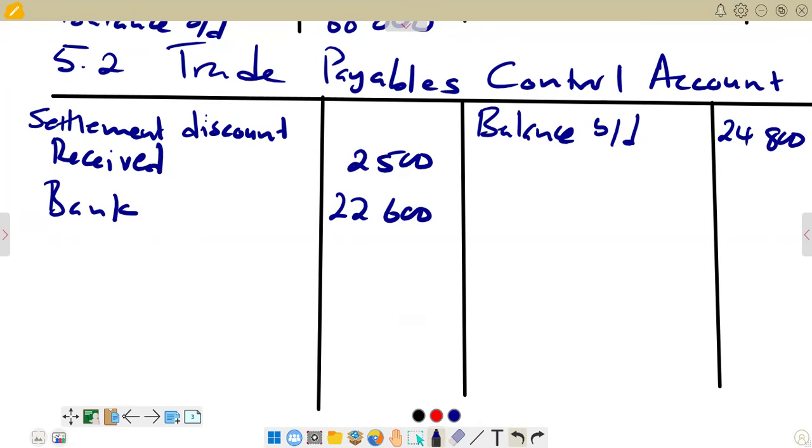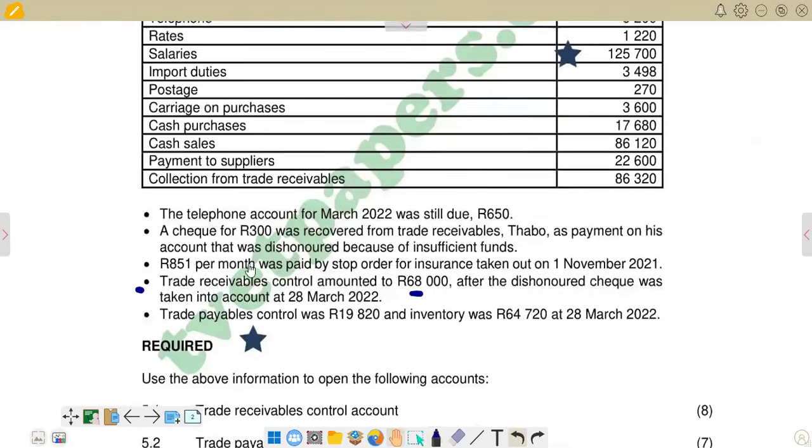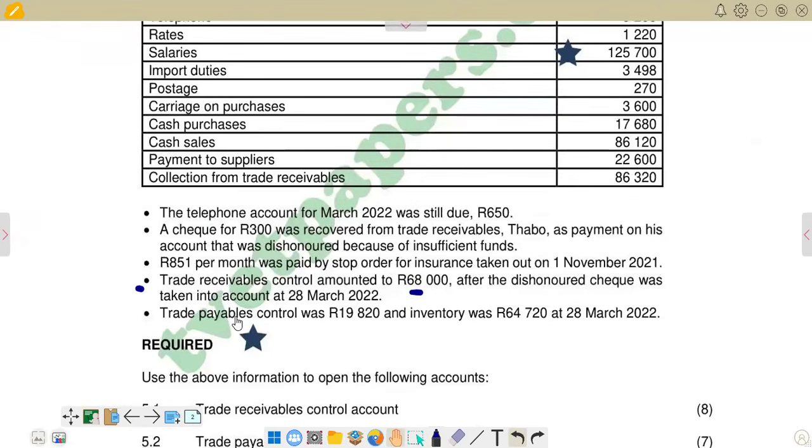We are going to check again if we've got any other information that is affecting our trade payables control. So we go to the additional information and go item by item, checking the information affecting our trade payables control. You'd see that we only have trade payables control as 19,820. This is at the end of the year, 28 March 2022. So we are going to pick this 19,820 as our closing balance. We can just pick that figure.